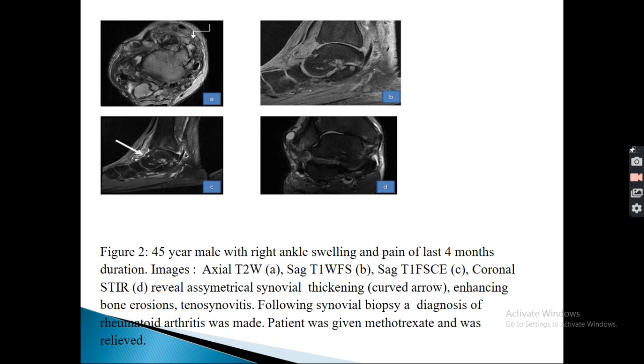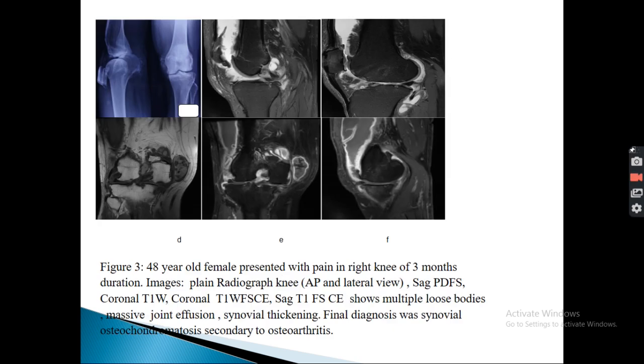Figure 2, 45-year male with right ankle swelling. Findings reveal asymmetric synovial thickening and enhancing bone erosion, tenosynovitis. Following synovial biopsy, a diagnosis of rheumatoid arthritis was made. Patient was given methotrexate and was relieved.